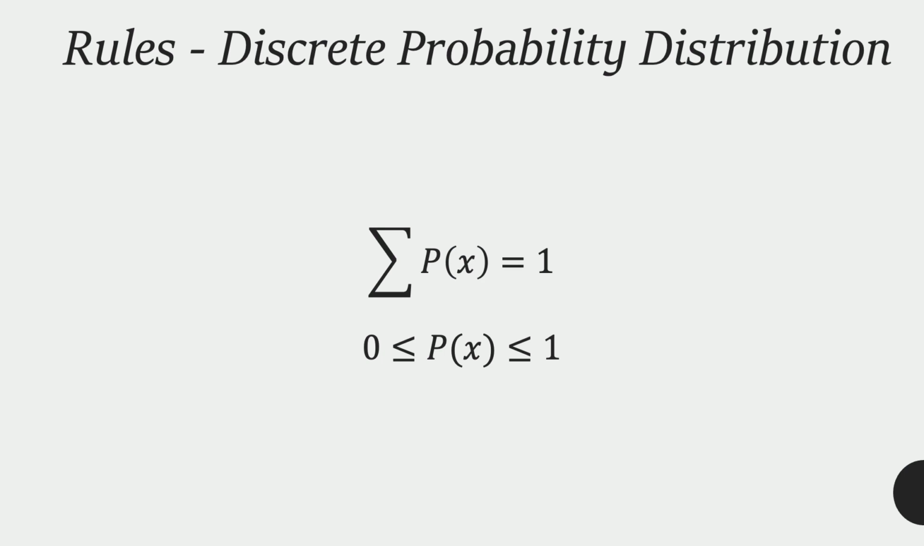Rules of discrete probability distribution. Every individual probability still has to be between 0 and 1 inclusive. That's just how probability works. And when you have a probability distribution, all your probabilities together must sum to 1. You must be showing all possible events.